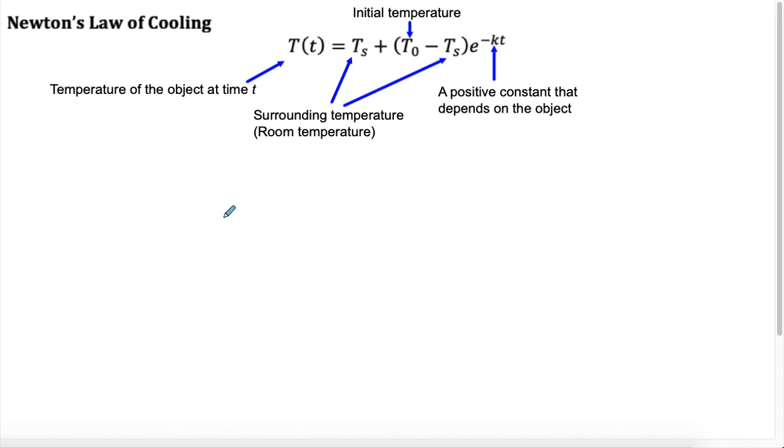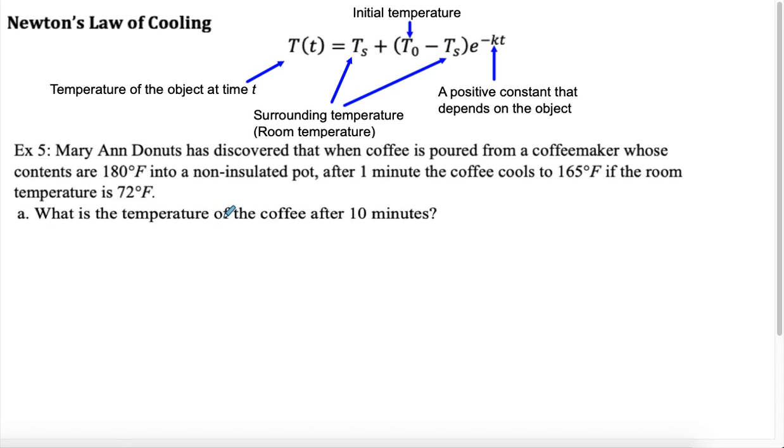So for all these problems that deal with Newton's law of cooling, the first thing you have to do is solve for the K value. To do that, you're generally given a reference point. For example, let's just look at this first example. Okay, so Marianne's has discovered that when coffee is poured from a coffee maker whose contents are 180, so we're starting at 180.